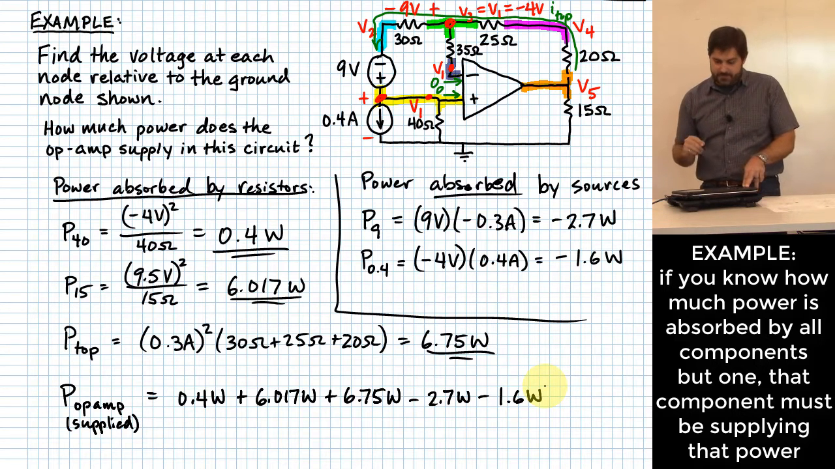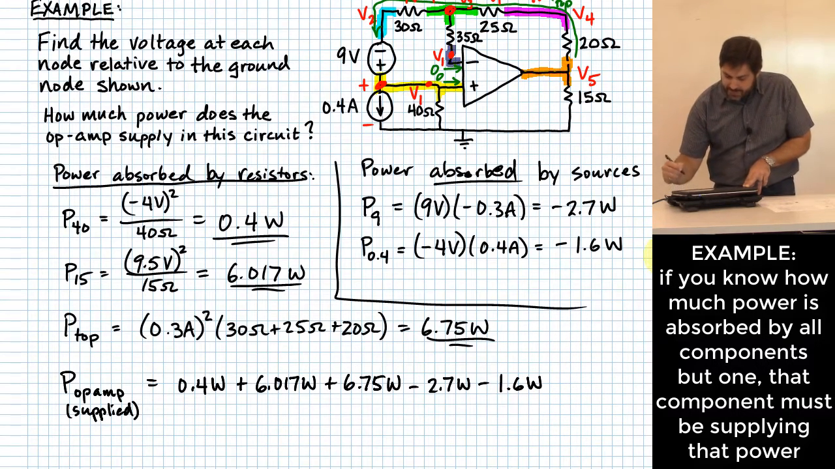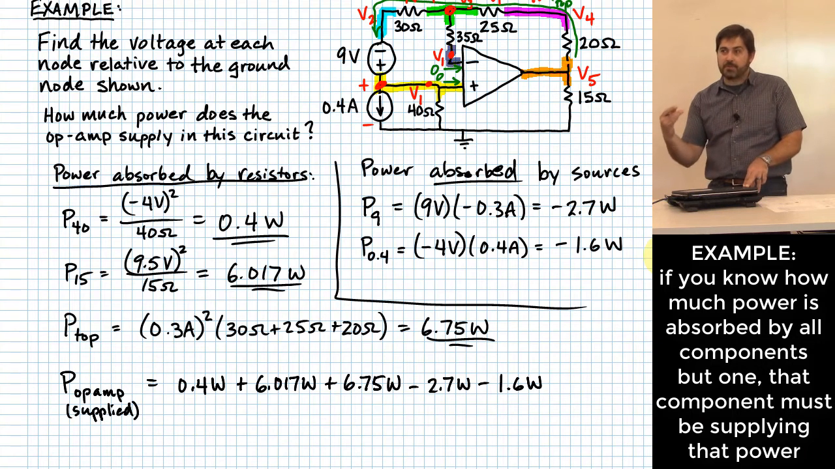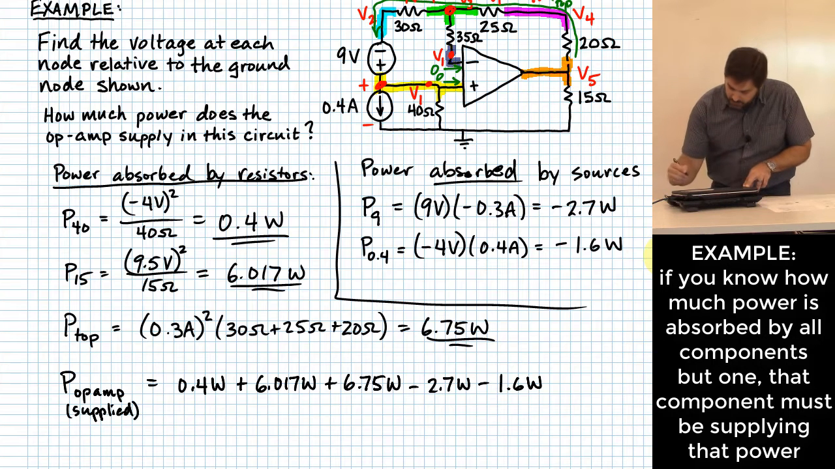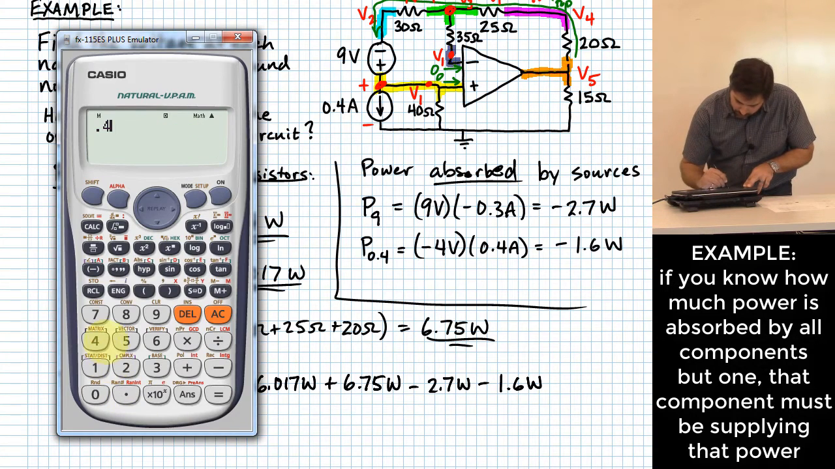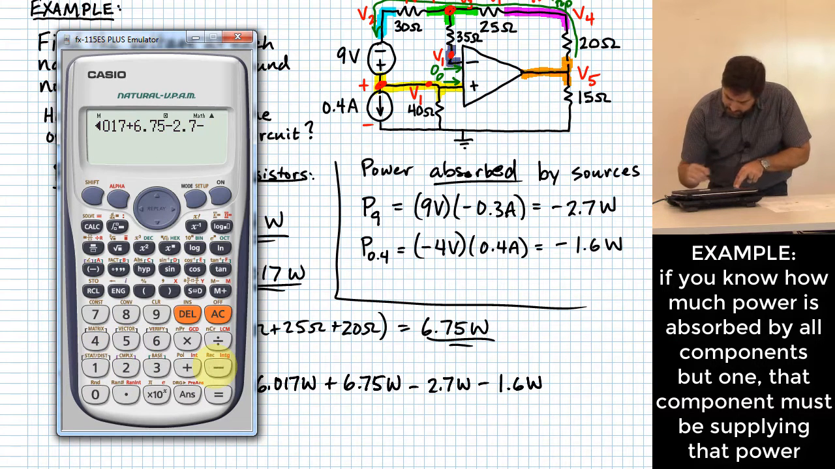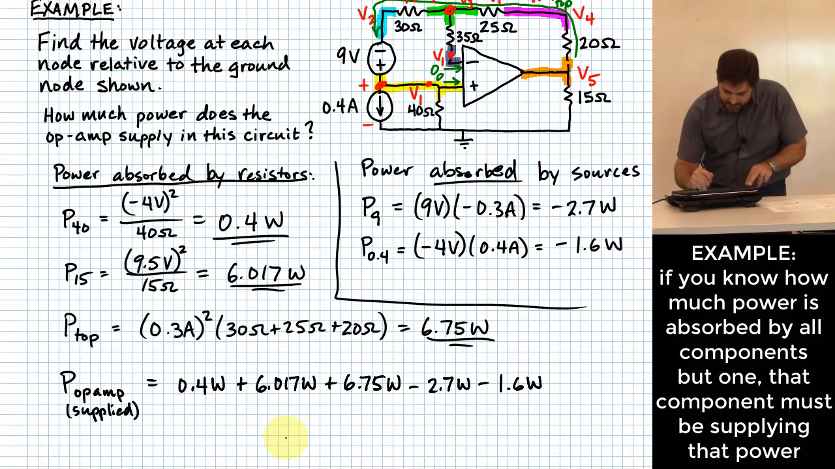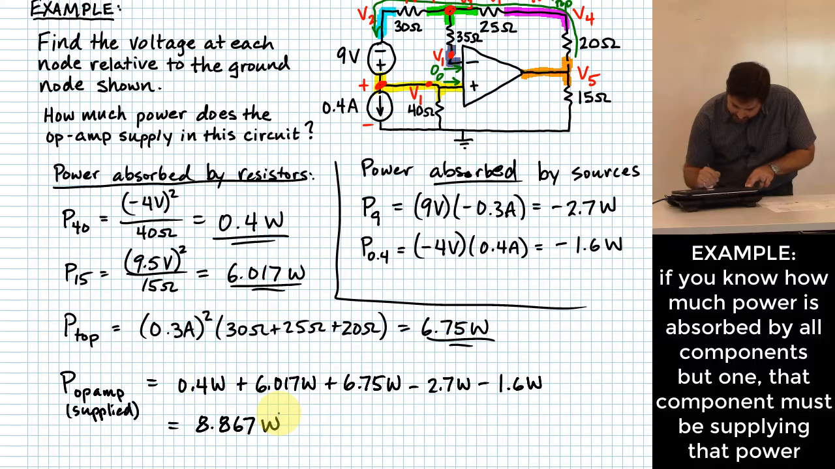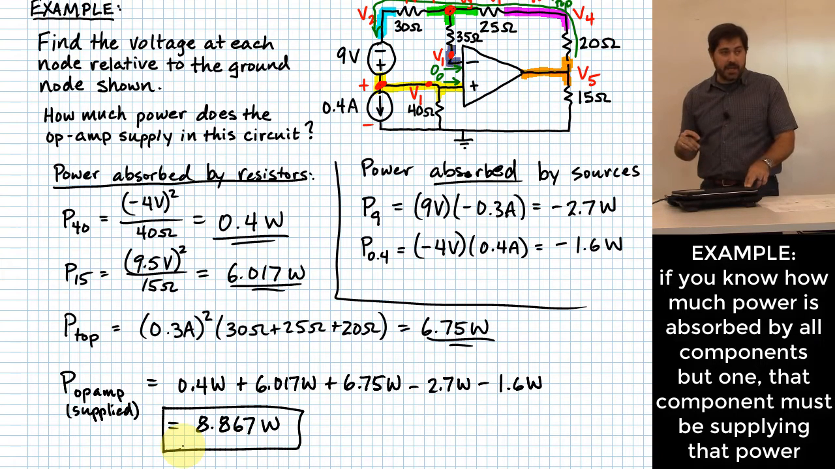Right? Whatever that net amount of power that's being absorbed had better be supplied by the op amp. Okay? And so when we add all those up, I've got 0.4 plus 6.017 plus 6.75 minus 2.7 minus 1.6, and that ends up giving me 8.867 watts. And that's the answer to how much power the op amp is supplying in that circuit.